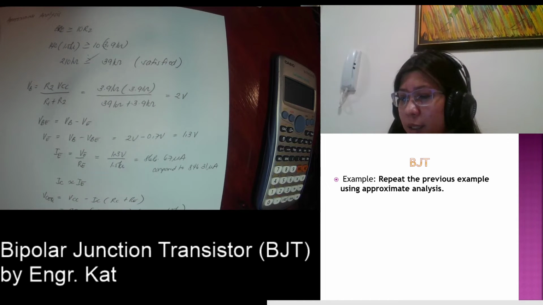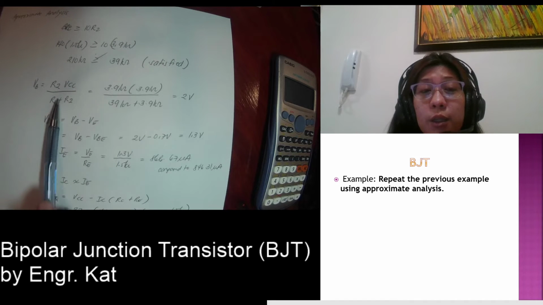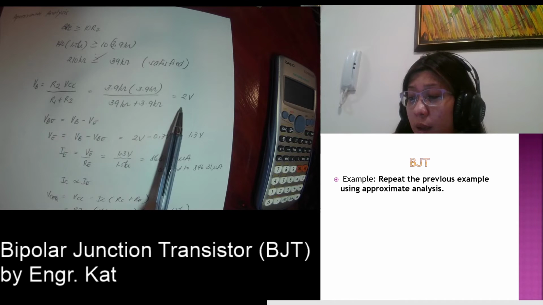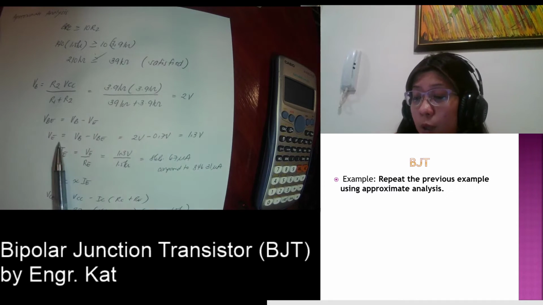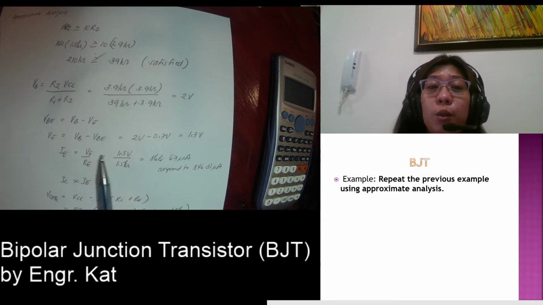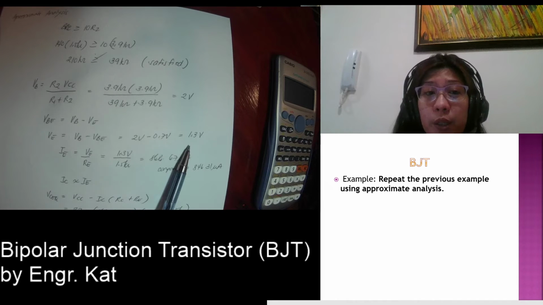So in this case, we solve for VB first. So VB is the voltage across R2. So that is R2 times VCC all over R1 plus R2. So that is given by 2 volts. And then we solve for VE. That is VB minus VBE. So that is 2 volts minus 0.7. So that is equal to 1.3 volts.